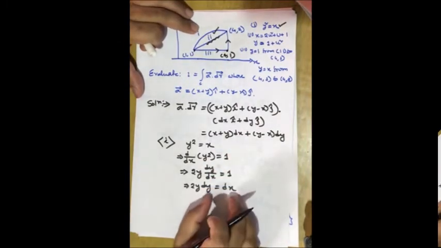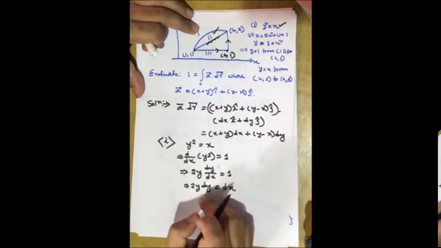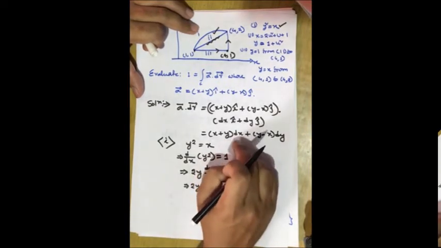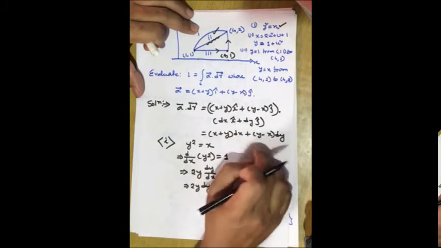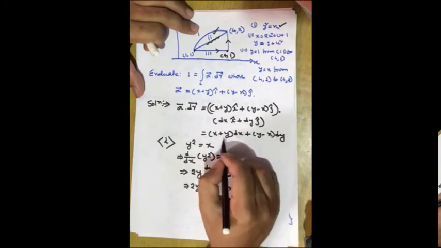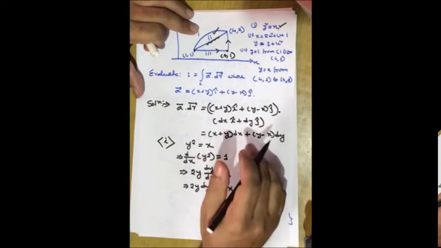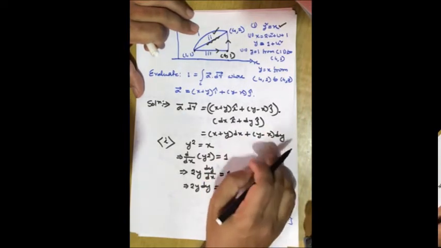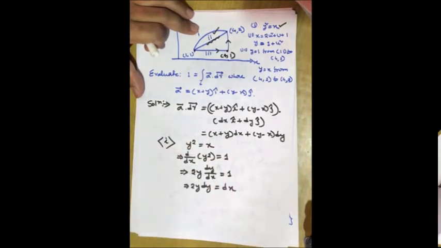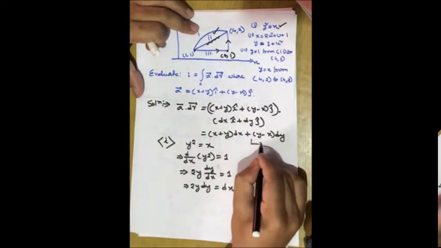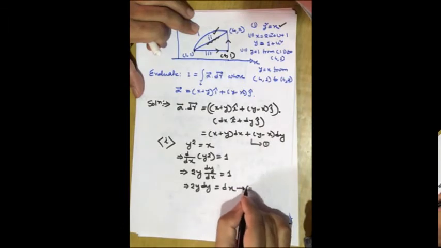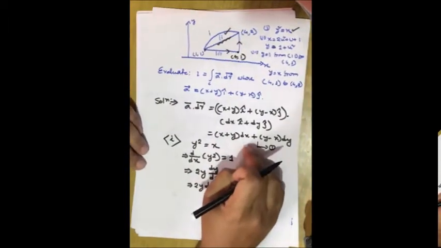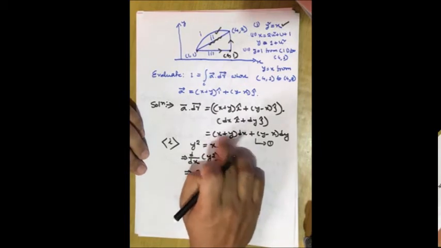Okay, so now we are going to put the value of dx here. Basically the idea is to replace x or y with respect to each other. I mean, we want an expression which only involves either x or y. So say this is expression 1 and this is expression 2. Let me in expression 1 replace x with respect to y.